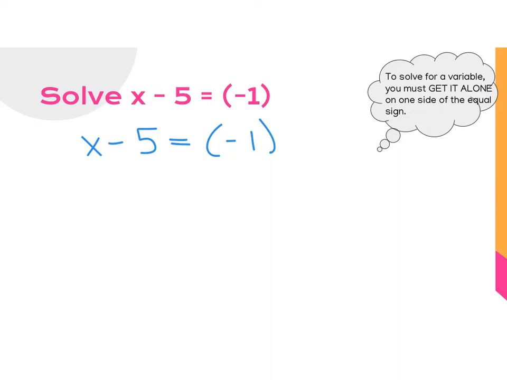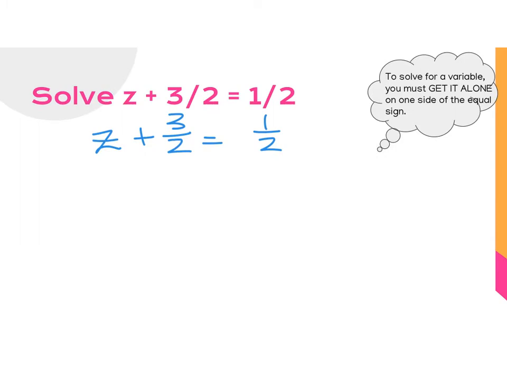Here, 5 was subtracted from x, so we'll use the inverse, addition, and we will add the exact same amount that was originally taken from it. If we add 5 to the left side of the equation, we have to do the exact same thing to the right side of the equation in order to keep it balanced. On the left we would have x minus 5 plus 5, which would just be x because x plus 0 is the same thing as x. Bring down the equal sign in the middle, and on the right side we have negative 1 plus 5, which is just 4.